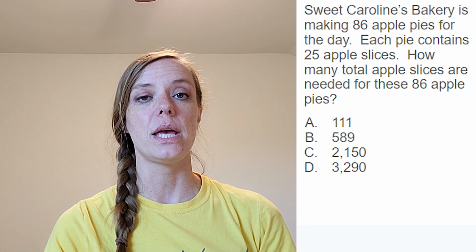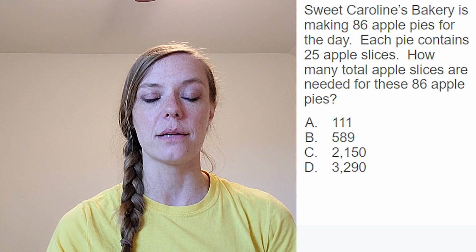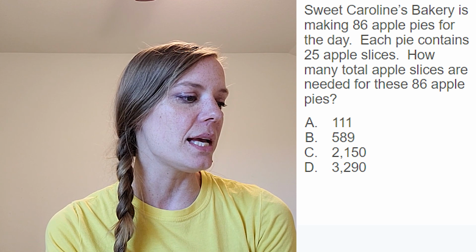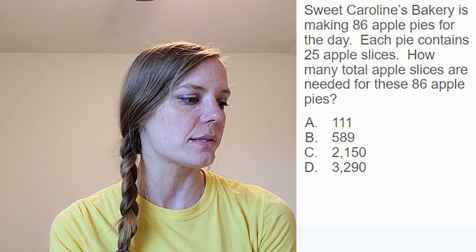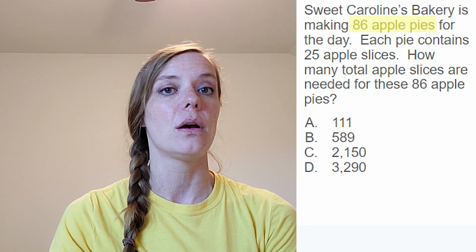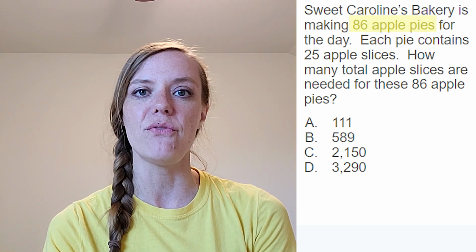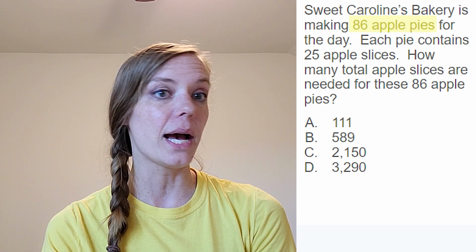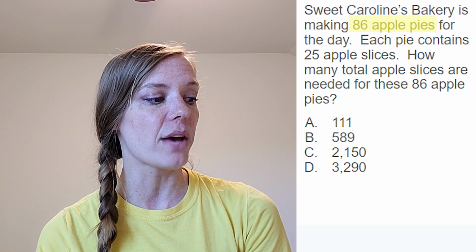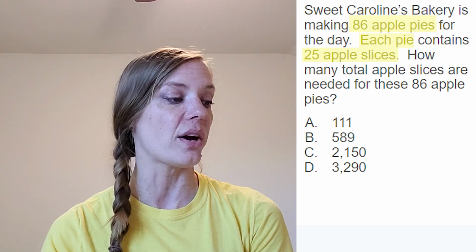Now what I like to do is read it a second time, and this time I'm going to highlight the things that I feel would help me solve it. So it says, Sweet Caroline's Bakery is making 86 apple pies for the day. So I'm going to start by highlighting the number of pies we're making. So 86 apple pies. Then it says each pie contains 25 apple slices. So I think I should highlight each pie and the 25 apple slices, because I need to remember that every single pie has those 25.